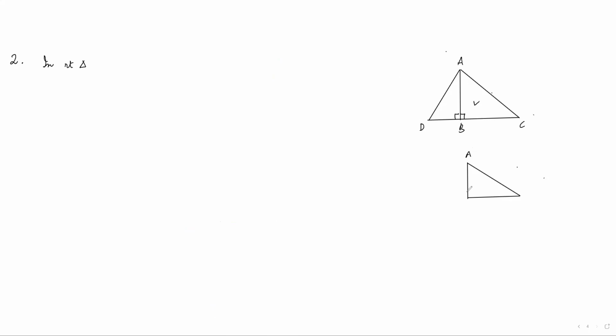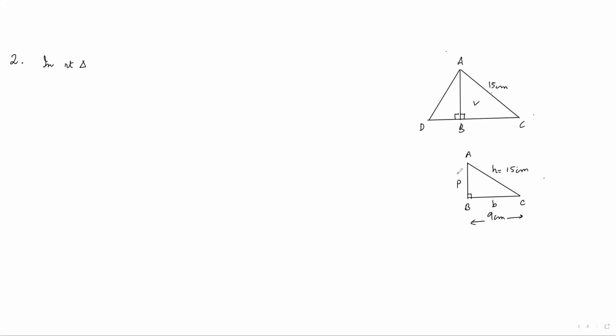Triangle ABC. In a right triangle, one side is the hypotenuse and the others are the perpendicular and base. In this bigger triangle, the hypotenuse is 15 and BC is 9 centimeters.